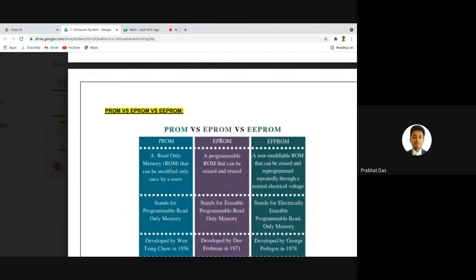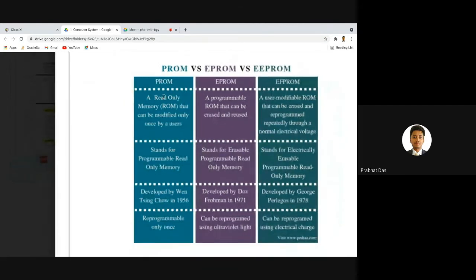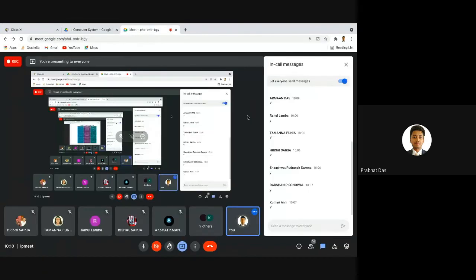PROM is basically a read-only memory that can be modified only once by a user. Yes, this definition is satisfactory, but for long-term purposes, just having this definition won't help you remember the concept of PROM. So how can we remember it? In order to understand the concept of PROM, we should understand it with some practical examples.